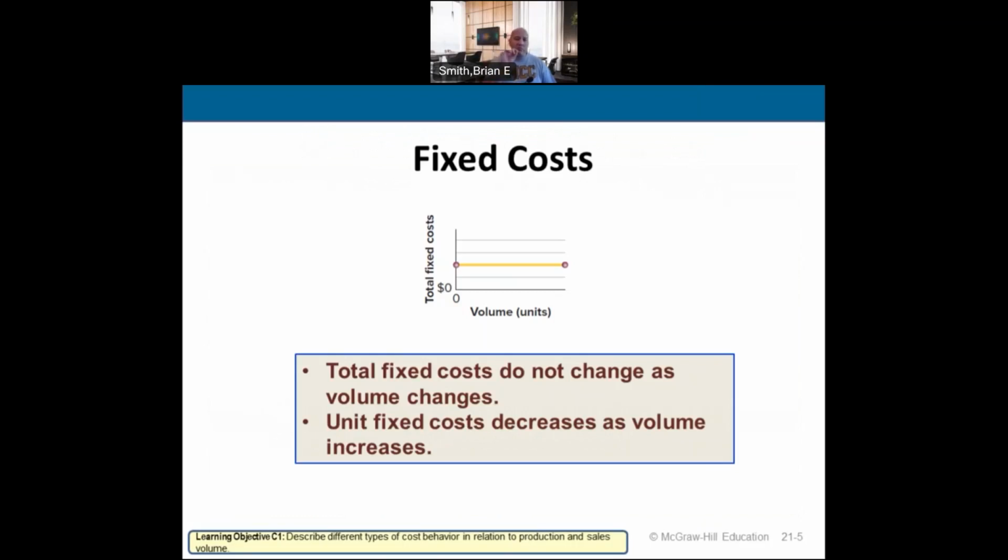Now, the last bullet point is what really gets some students confused, so please don't get confused by this. What the second bullet point is saying, unit fixed costs decrease as volume increases, is that because total fixed costs don't change no matter how much you make, if you were to break that down on a per unit basis, it would decrease as you increase in volume. But we're not going to focus a whole lot on fixed costs on a unit basis. We're going to simply look at it as a fixed cost that doesn't change over time.